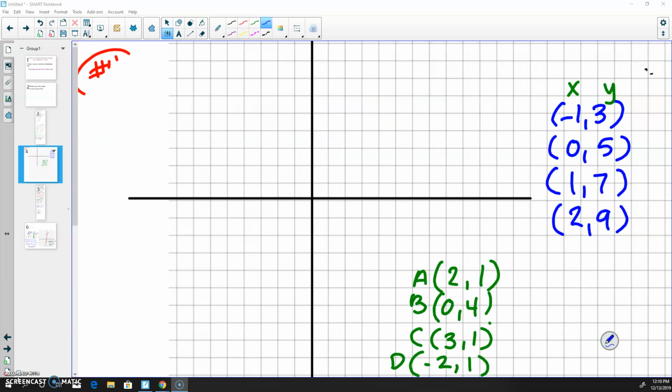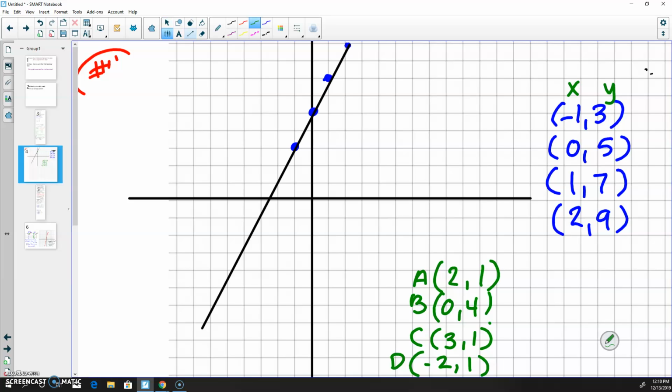So number 7, they give you these points. So x always goes left and right, y always goes up and down, right? So they want you to graph -1 over -1 up 3, put a dot. Over 0 up 5, put a dot. Over +1 up 7, put a dot. Over +2 up 9, put a dot. So if you have your line, you go through all 3 dots, right?